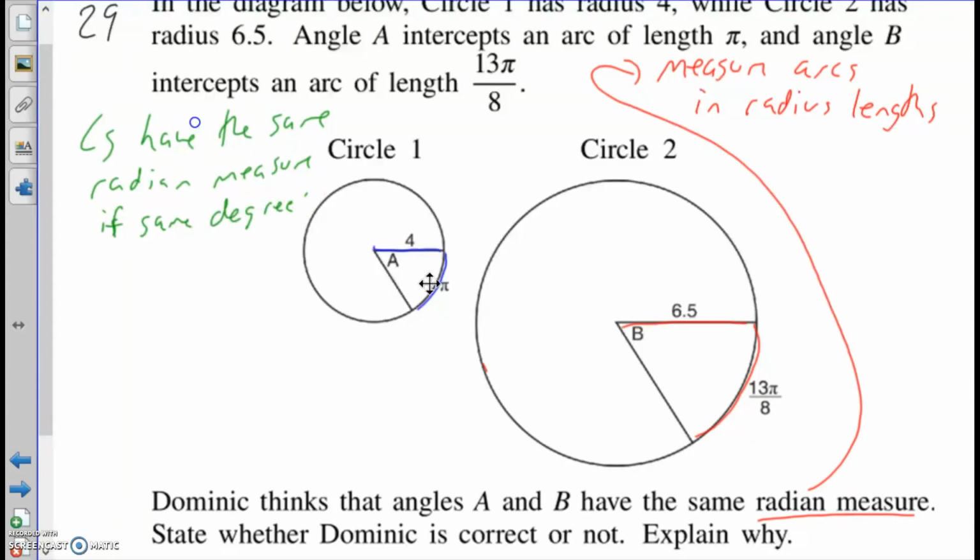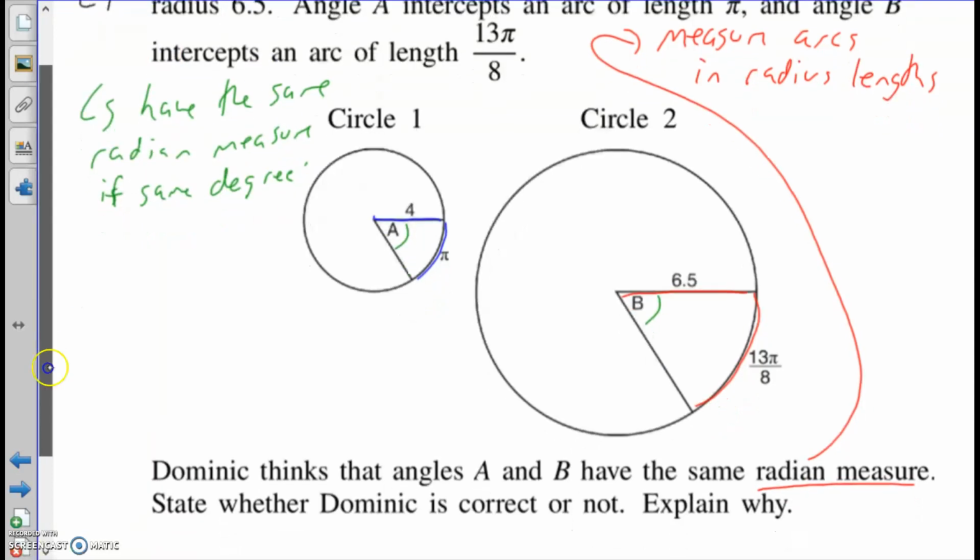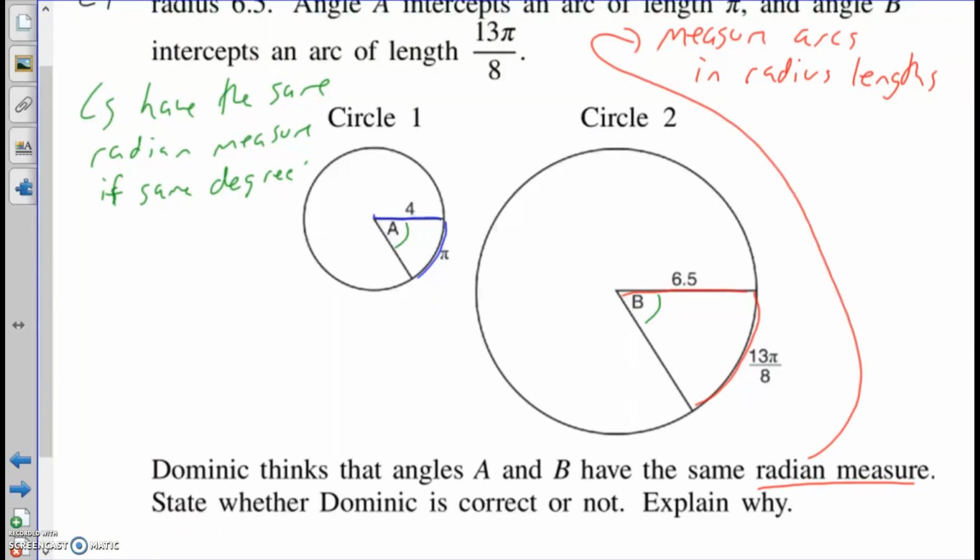Like when you have a 45 degree angle, that amount of arc, 45 degrees of arc, is really small if the circle is really small, but 45 degrees of arc will be really big if the circle is really big. So radians and degrees are very related. It's kind of a way of measuring degree measure, but relative to the radius length. So what we're going to do in this question is try to figure out, do these angles have the same degree measure? And if they do, then yes, they have the same radian measure.